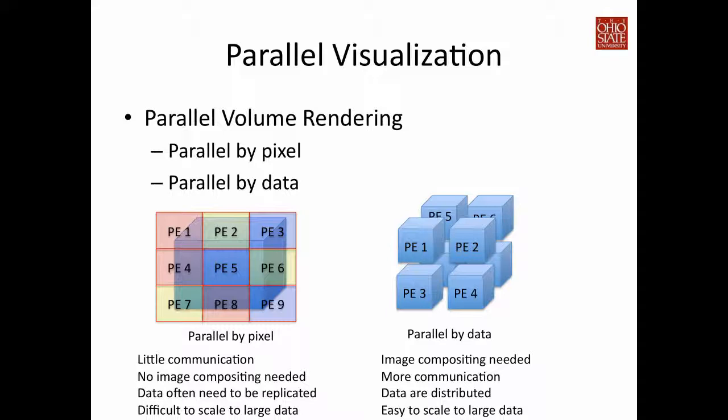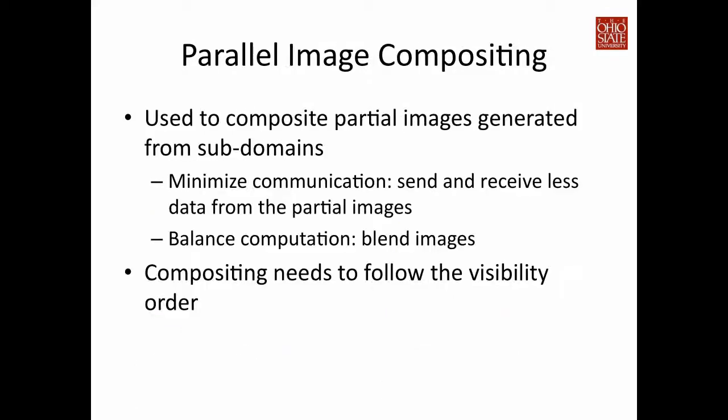As you can see, this will produce many small images, or what we call partial images, from subdomains of the data. In order to produce one single final output, we need to composite the images together. So this is the problem of parallel image compositing. It is used to composite or blend all the partial images generated from the subdomains together.